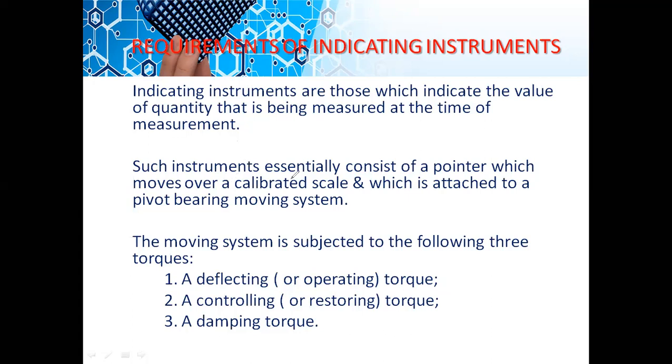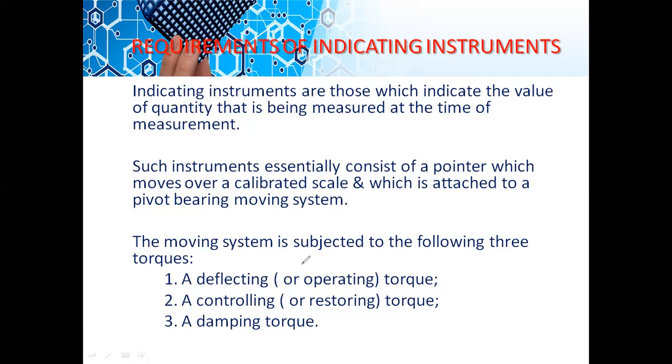Such instruments essentially consist of a pointer which moves over a calibrated scale and which is attached to a pivot bearing moving system. The moving system is subjected to the following three torques. Number 1, a deflecting or operating torque. Number 2, a controlling or restoring torque. Number 3, a damping torque.